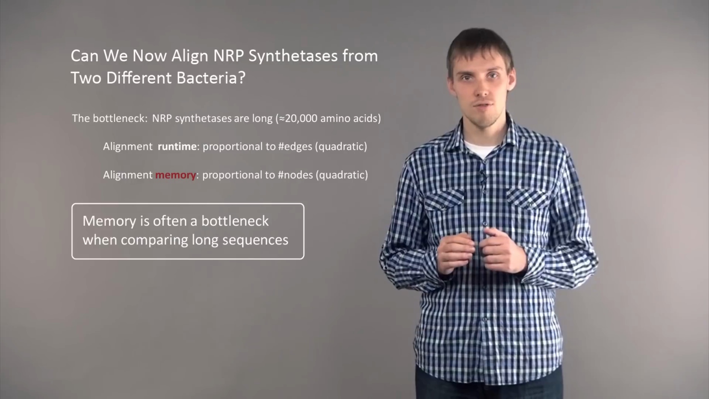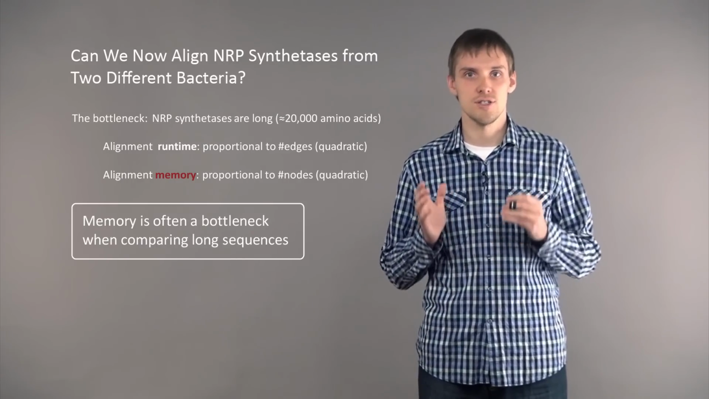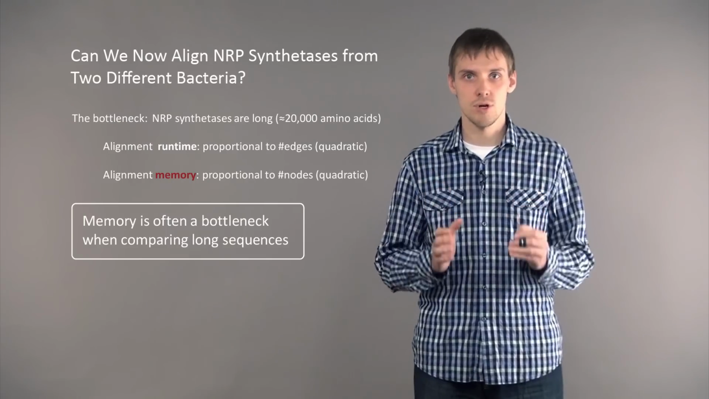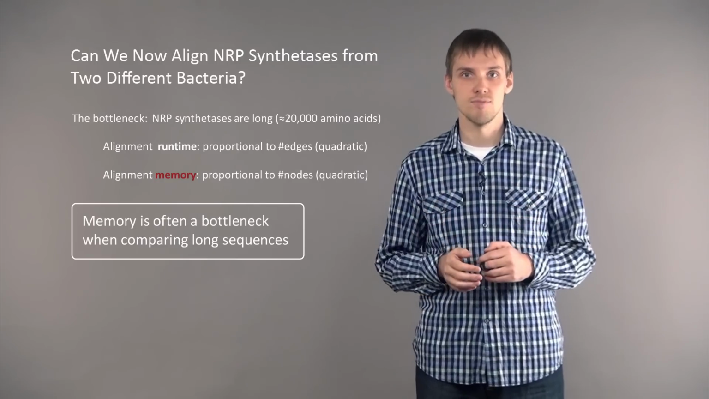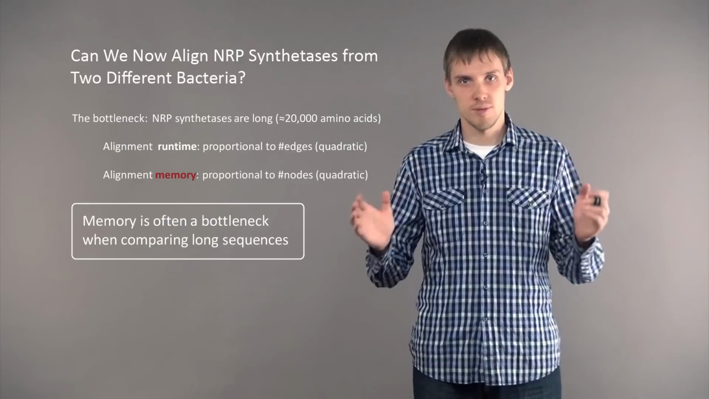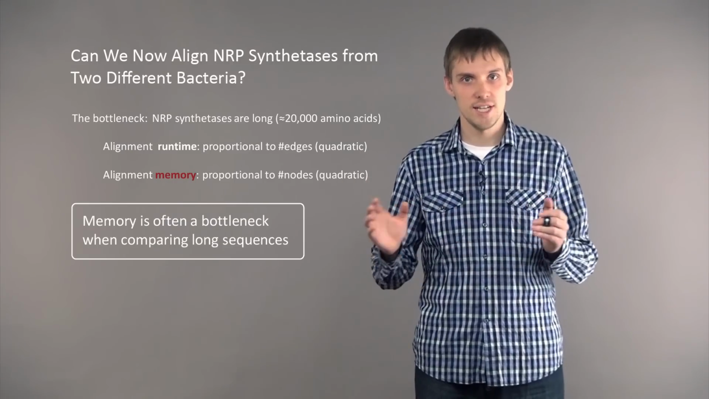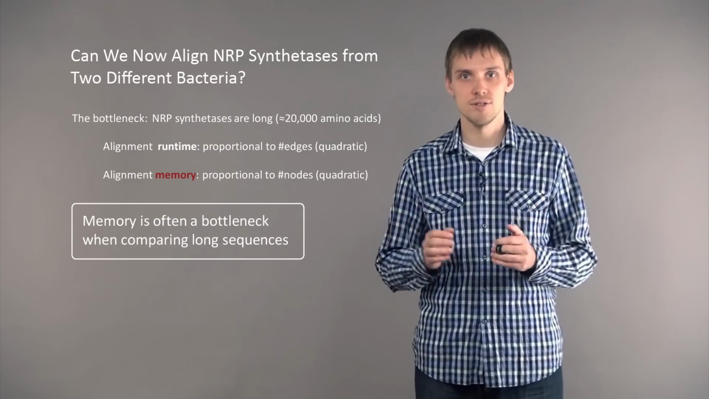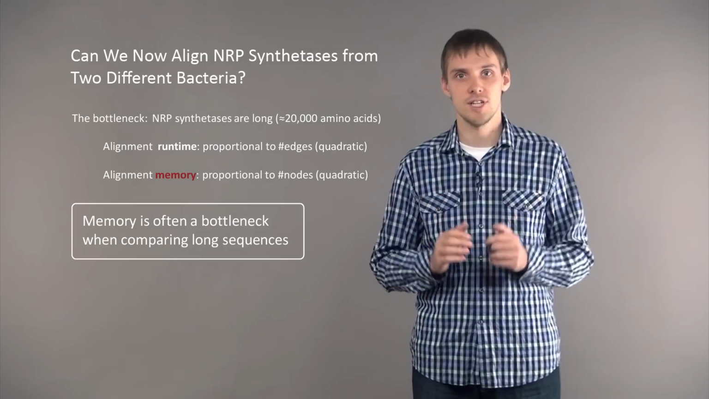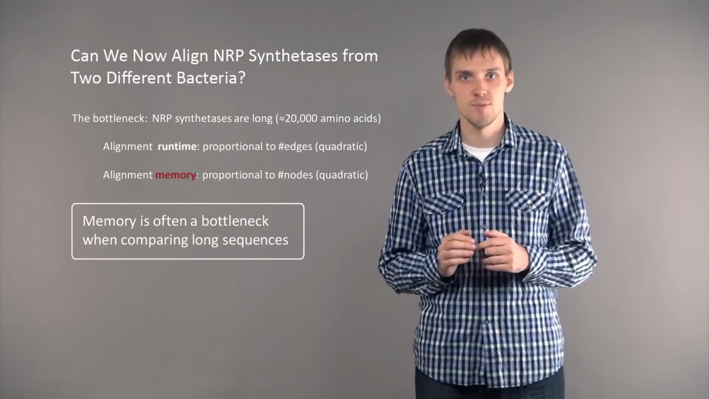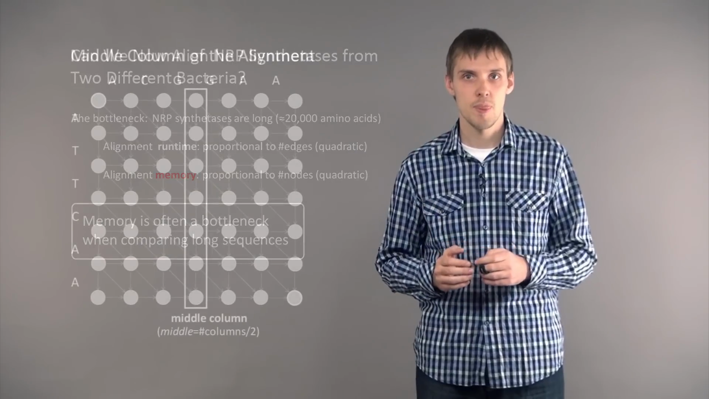And memory is often a bottleneck, because in runtime you can execute billions of operations in 1 second, but to store billions of values in memory you need one or a few gigabytes of memory. And if you want to compare longer and longer sequences, you still can wait for many seconds while your algorithm tries to compute this alignment, but you don't have such a huge amount of memory which is needed for the algorithm. So how can we do this?